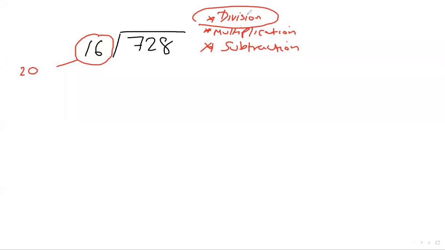The question we're tasked with is 728 divided by 16. And we'll be answering this using long division, involving rounding and various other steps that need to be accounted for.